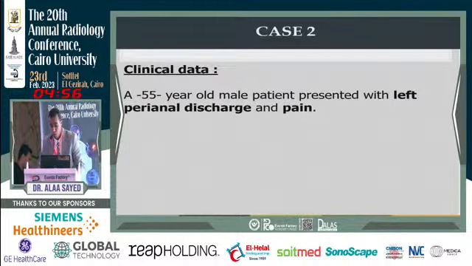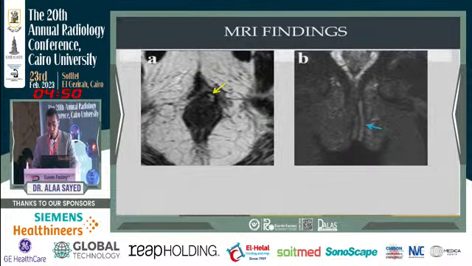Second case, a 55-year-old male patient presenting with left perianal discharge and pain. Image A, axial T2 weighted image showing left transsphincteric fistula tract breaching the superficial portion of the external anal sphincter opposite 12 to 1 o'clock in yellow arrow. Image B, coronal STIR weighted image showing high signal transsphincteric fistula tract ending just below the inferior margin of the left sling of the puborectalis muscle in blue arrow.